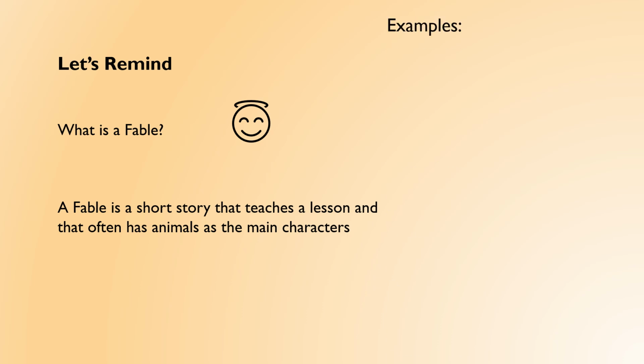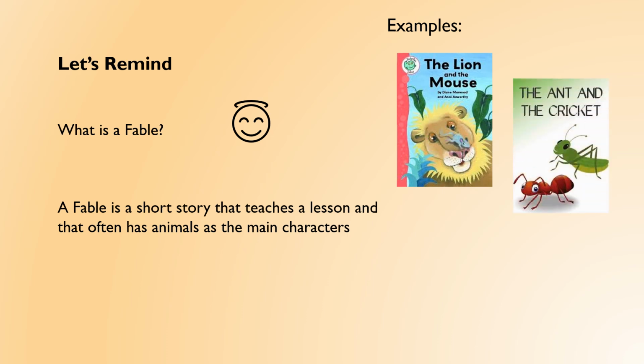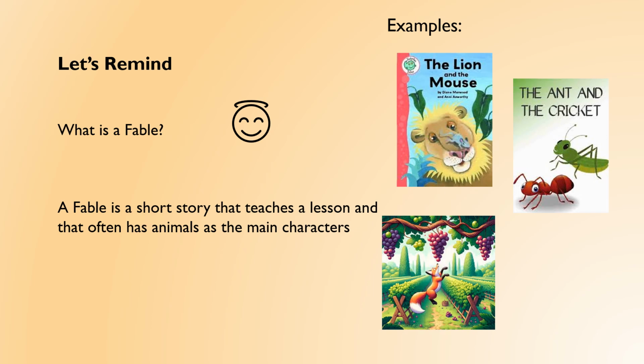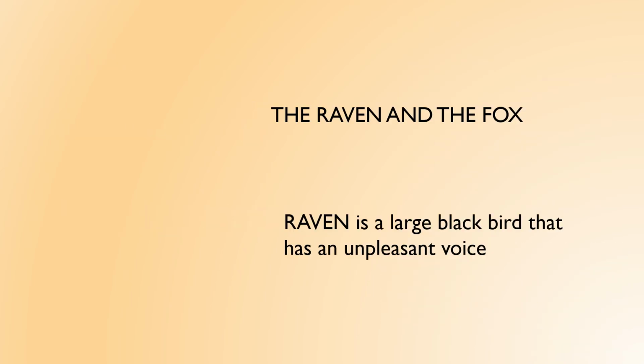For example, The Lion and the Mouse. This is a fable. The Ant and the Cricket. You can identify the Fox and the Grapes. And the last one that we are going to read, The Fox and the Crow, or The Raven and the Fox.